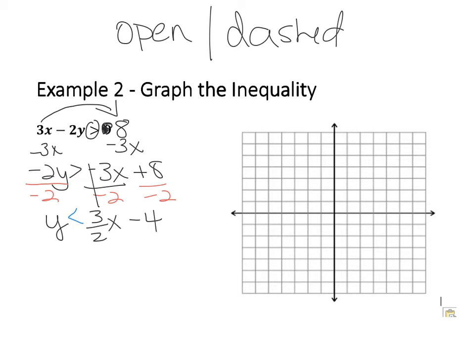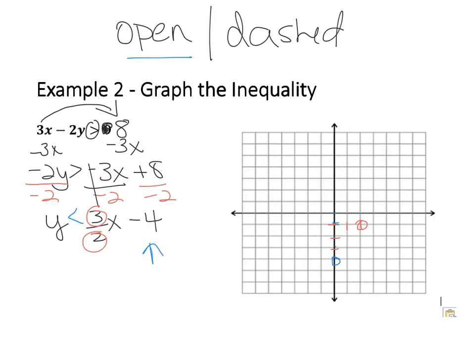So now I'm going to graph this. My y-intercept is negative 4, so I'm going to go down 1, 2, 3, 4, and at negative 4 I have an open dot. Remember, I have open dots. Then I'm going to use my slope, my rise over my run, so I'm going to go up 3, 1, 2, 3, and run over 2, 1, 2, and I have another open dot.